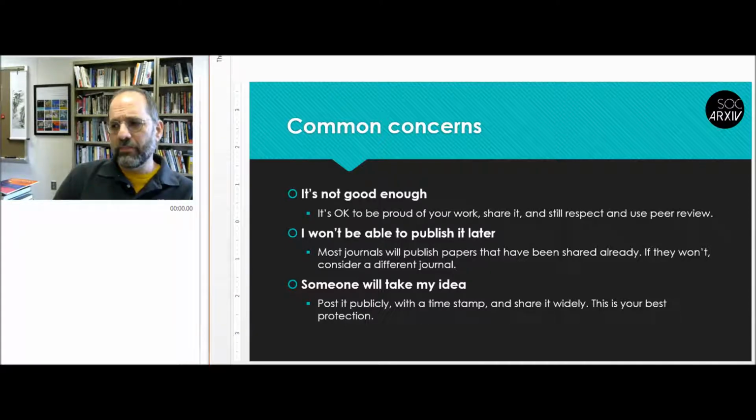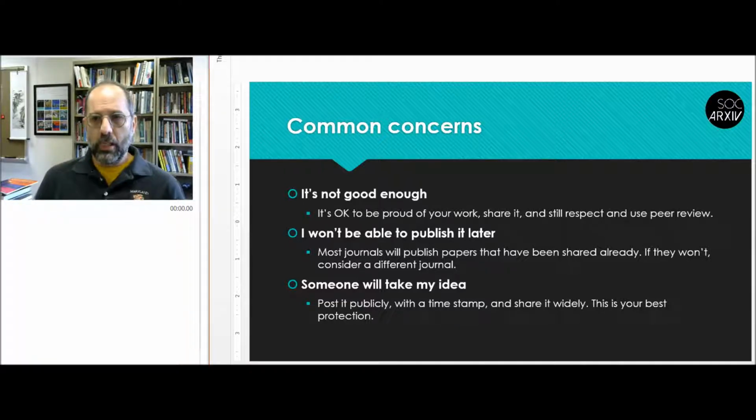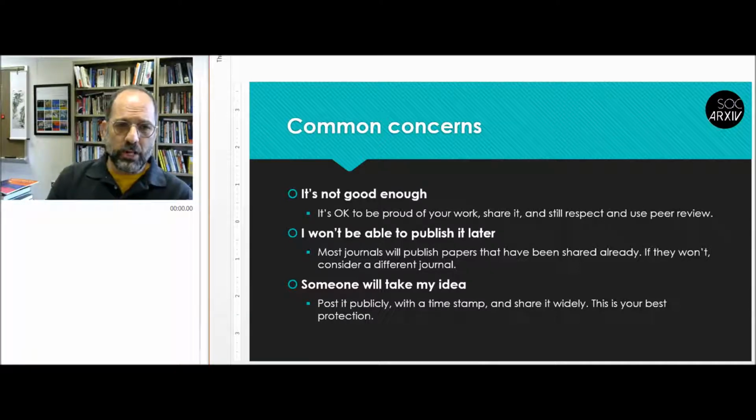Another common concern is that if I post my preprints or working papers now, I won't be able to publish it later. Someone will find it online and say, oh, we won't consider it for our journal because it's already been published, and our journal only publishes original work. That is a problem with some journals. However, most journals will publish papers that have been shared as long as they haven't been peer-reviewed.